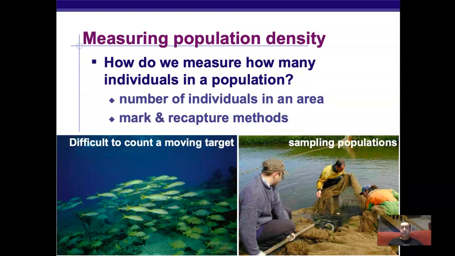So how do we measure density? It's difficult to count moving targets. You can't count every individual, but you can do sampling. You can use things like mark and recapture methods and other methods, counting quadrants for things like plants. So you're trying to find how many individuals live in a certain area of their habitat. Now, how big that area is depends on what kinds of living things you're talking about.